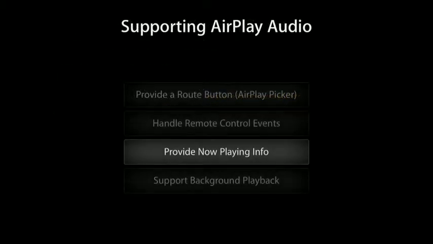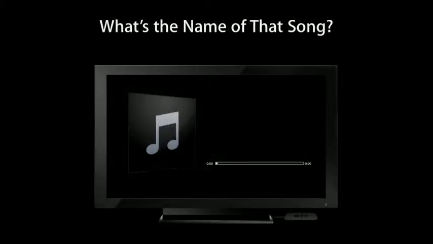The third thing you need to do is provide now playing info. Imagine the user is sending audio from your app to the Apple TV. If you do not provide now playing info, then the user will see something like this. That is, nothing.